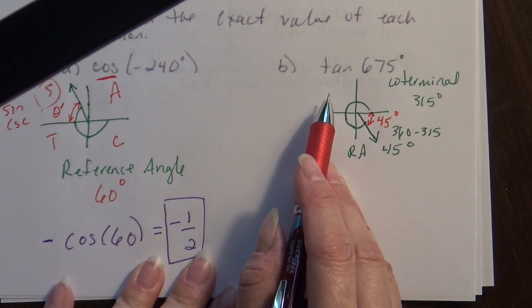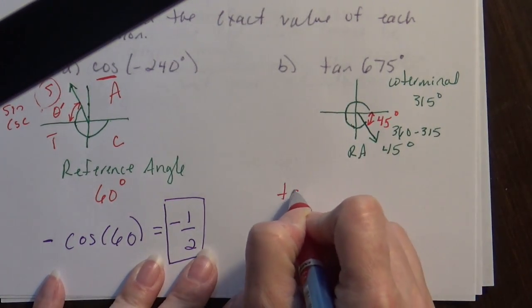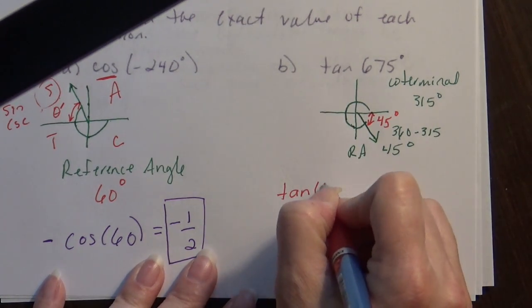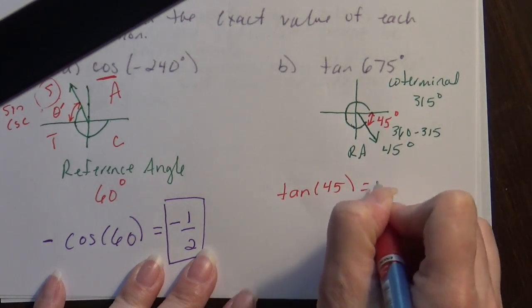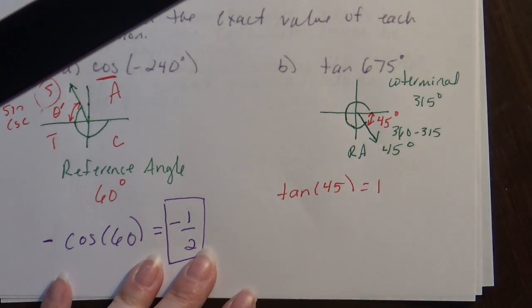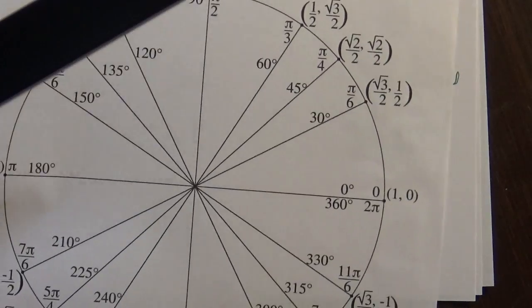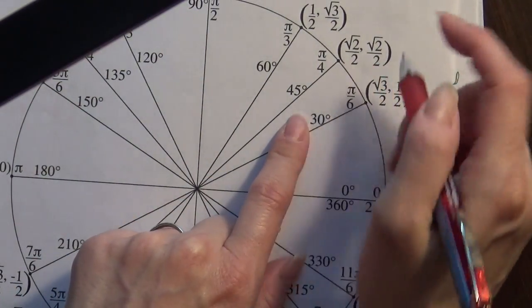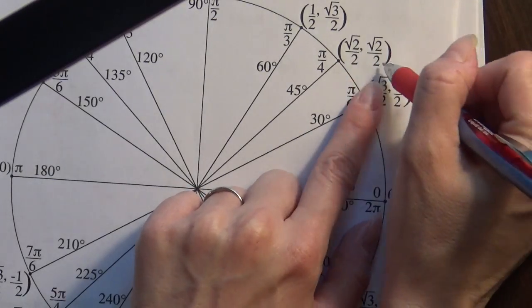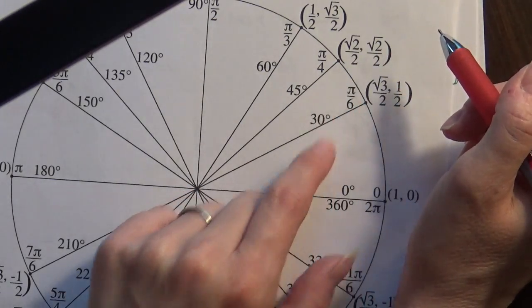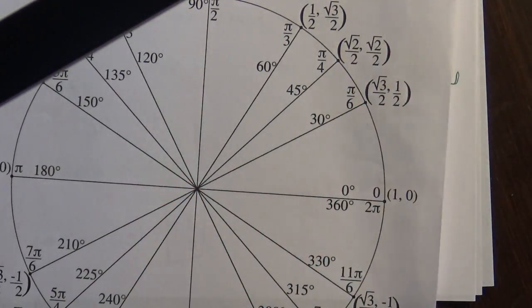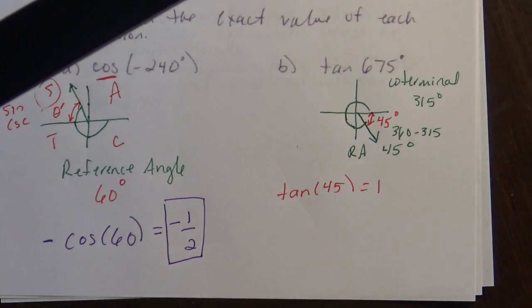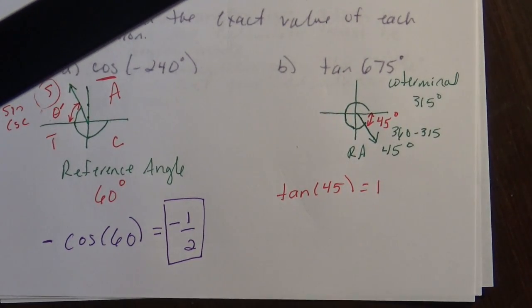We're asked to find tangent. Well, I know because I've memorized that tan 45 is equal to 1. How do I know that? Look at your unit circle. Go to 45 degrees. Remember, tangent is y over x, so it's going to be this divided by this. They're the same thing, so that's going to give you a value of 1. So tan of 45 is 1.